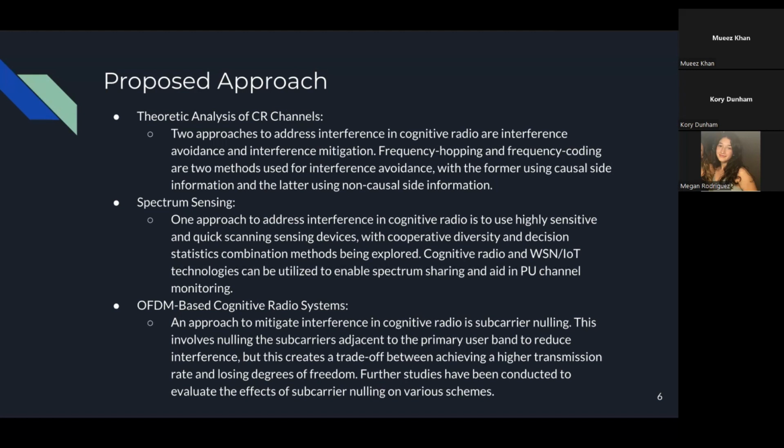Last but not least, the proposed approach to the OFDM-based cognitive radio systems. An approach to mitigate interference in cognitive radio is subcarrier nulling. This involves nulling the subcarriers adjacent to the primary user band to reduce interference. But this creates a trade-off between achieving a higher transmission rate and losing degrees of freedom. Further studies have been conducted to evaluate the effects of subcarrier nulling on various schemes.